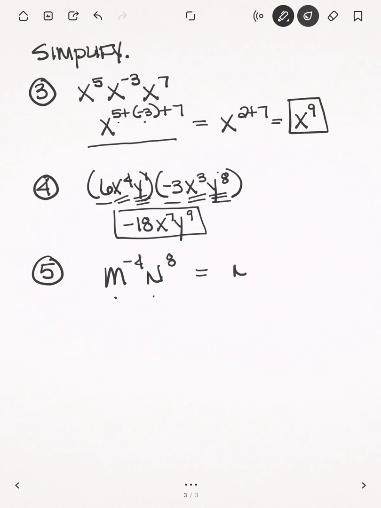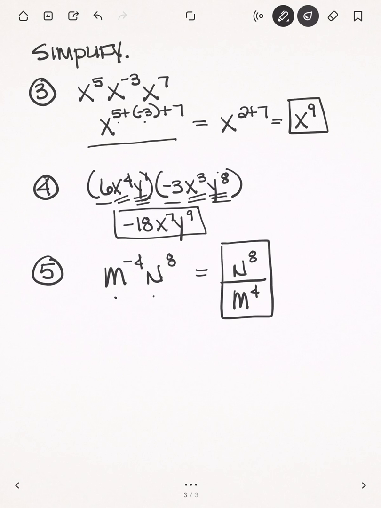Well, my n to the 8 is not going to change because it doesn't have a negative exponent. It's going to stay right there. And to get rid of the negative exponent, I'm going to move it to the bottom and make it positive. I can't cancel anything again because my bases are not the same. So I have 8 n's on top and I have 4 m's on the bottom. And I'm finished. So that was simplifying with exponents.